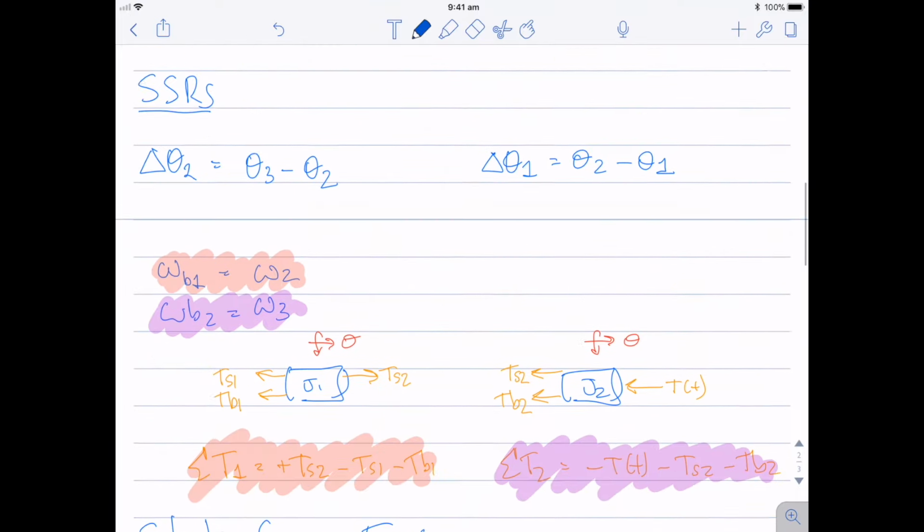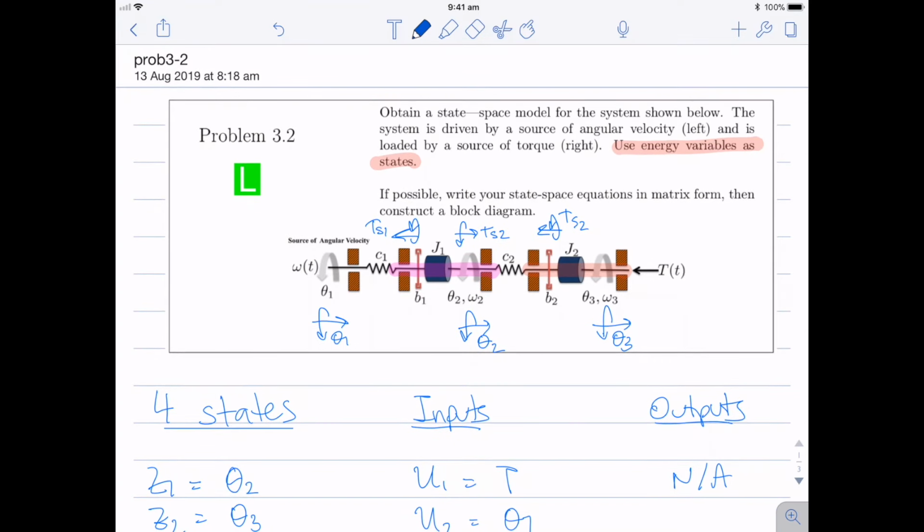And that's it. The question also asks you to write your state space equations in matrix form and construct a block diagram. I'll leave that one for you guys to do as homework. Hope this helps.